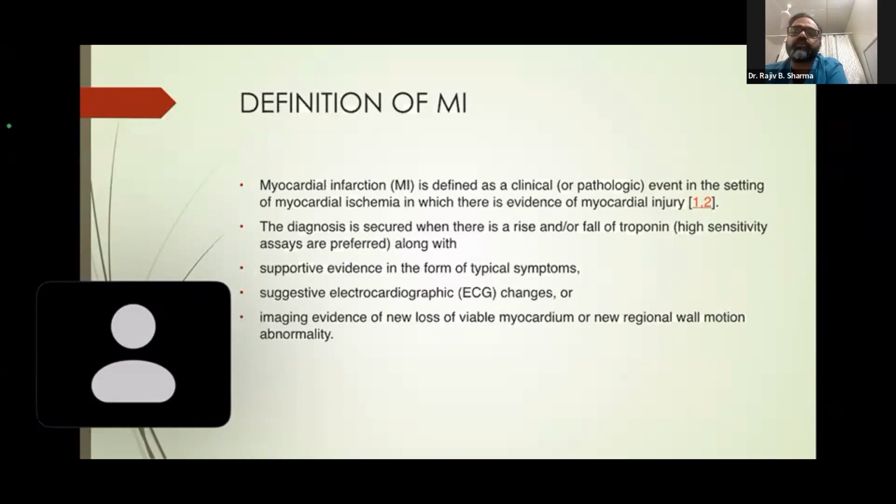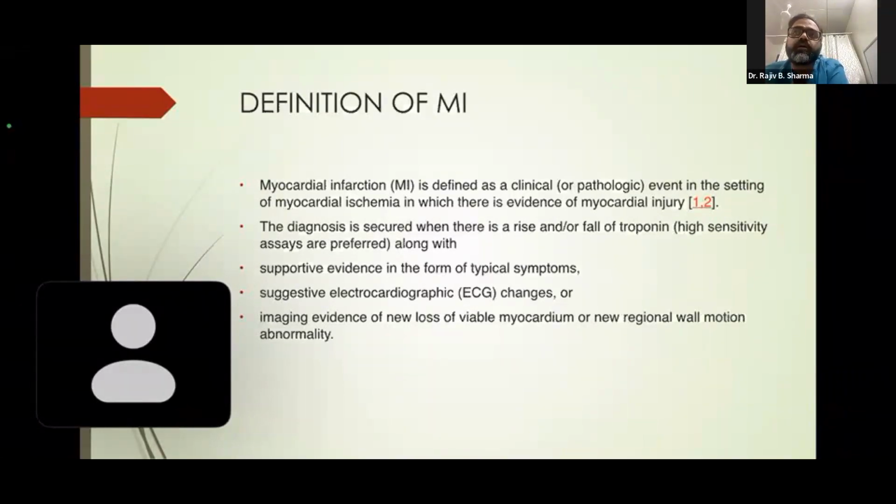We were using markers like CPK total, then came CPK MB, then came troponin I, then came highly sensitive troponins, and then there are other molecules, markers which are coming up on the horizon. But none of them has been as good as troponins. So two things are important.